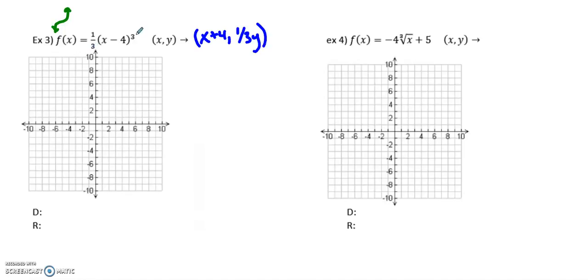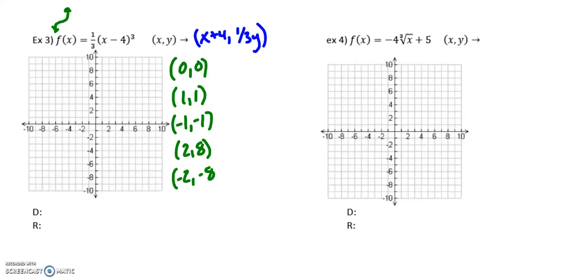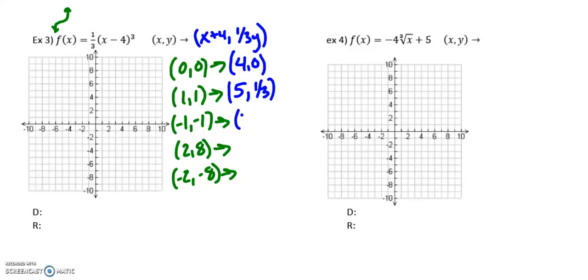If I go back to the parent graph of my cubic function, I know that (0, 0), (1, 1), (-1, -1). I'm also going to do (2, 8) and (-2, -8) in this case, just to get a better idea of what it looks like. Three points would be enough, but these points will be much better and give me an idea of what my graph looks like, just to make sure I get the shape right. So (0, 0) becomes (4, 0). (1, 1) becomes (5, 1/3). (-1, -1) becomes (3, -1/3).